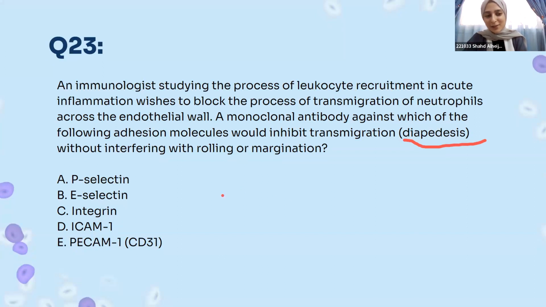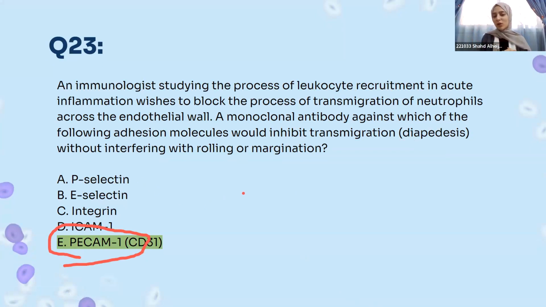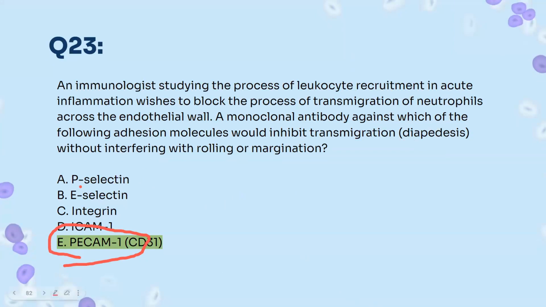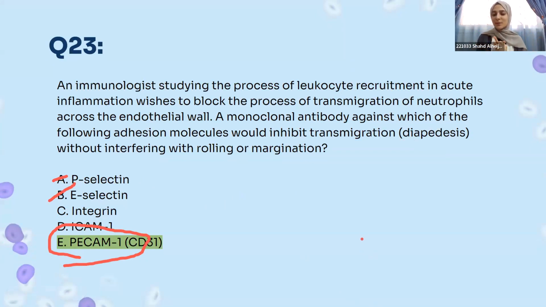Yes, so we already explained this concept. We said rolling and margination. Quick review: which one is associated with rolling? P and E are selectins with sialyl Lewis. Yes, exactly. Selectins with sialyl Lewis would be involved in the rolling. Margination: the integrins with ICAM and VCAM. Exactly. So this way we eliminated A and B and then C and D, so we're left with E. Even if you don't know what PECAM does, we eliminated all the other options.